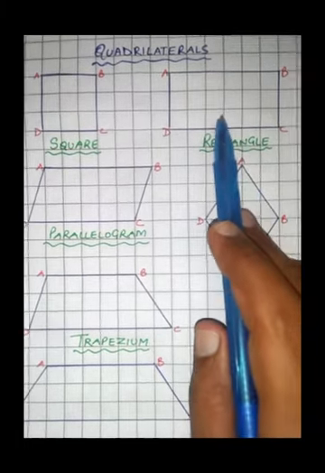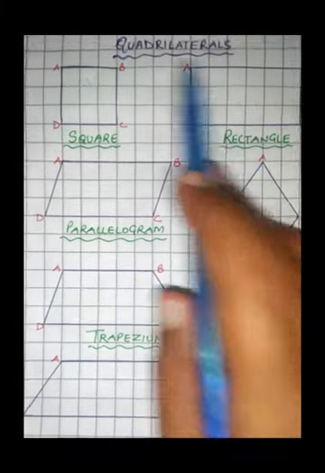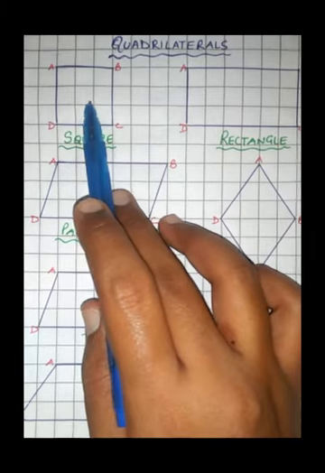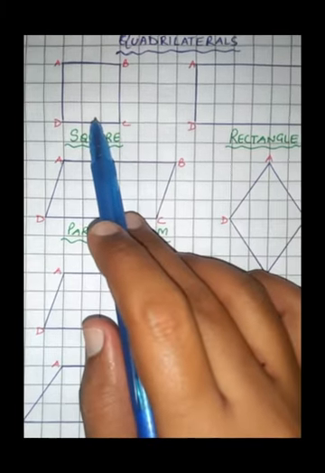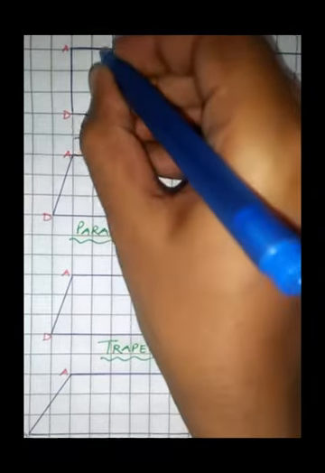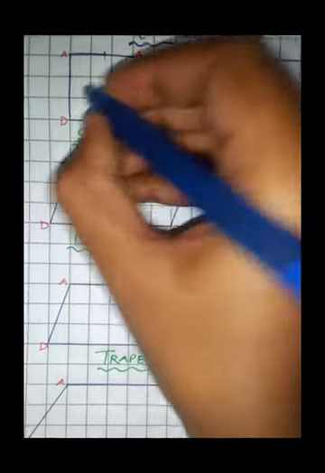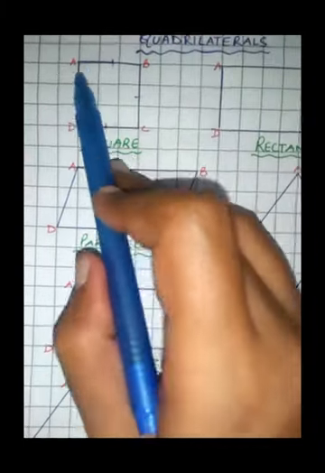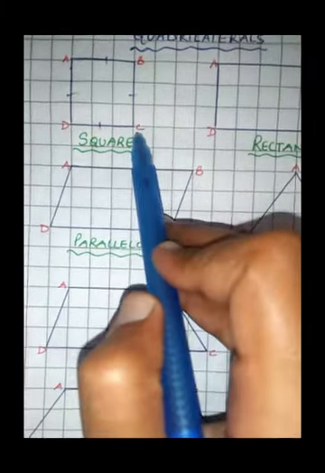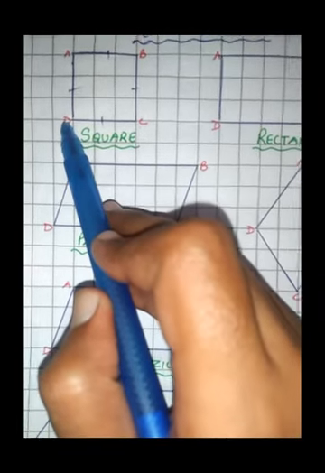Okay. Now children, today we are going to discuss different kinds of quadrilaterals. The very first quadrilateral which you can see here is a square. A square is a quadrilateral which has all the four sides equal. So here you can see sides AB, BC, DC and AD. They all will be equal.